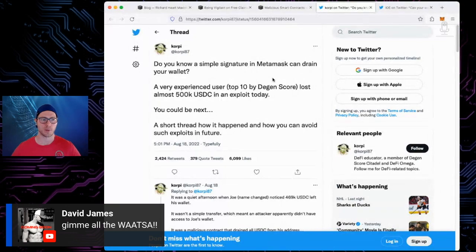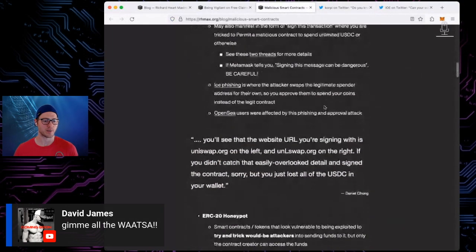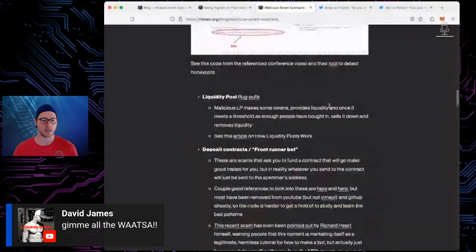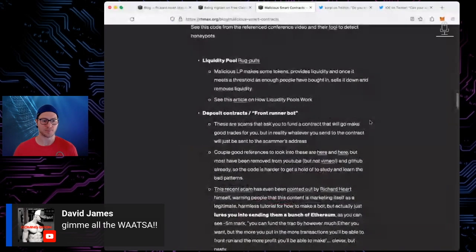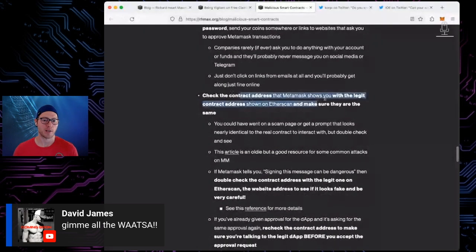The best thing to do, and we'll come back to this in a second, is to double check the contract address. Let me go through and talk about it here. Check the contract address MetaMask shows you against the legit contract address on Etherscan. If you go to a website, you're interacting with the DApp, it wants to talk to MetaMask, it wants to talk to your wallet.